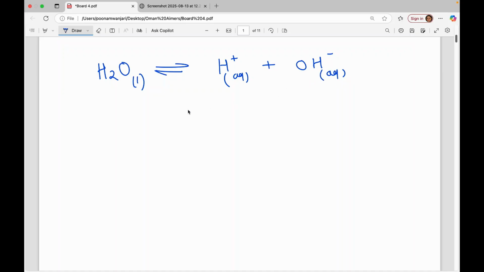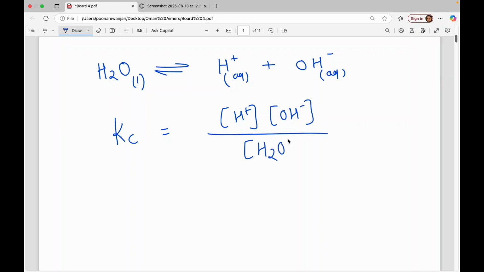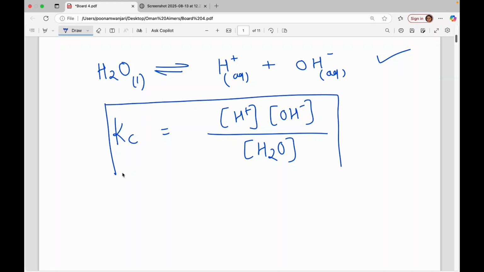So for this equation we need to find the equilibrium constant. When we apply the law of mass action at equilibrium, the equilibrium constant is the product of products divided by the product of reactants, so it will be the concentration of H plus into the concentration of OH minus ion, divided by the concentration of H2O. This is the equilibrium constant for auto-ionization of water.